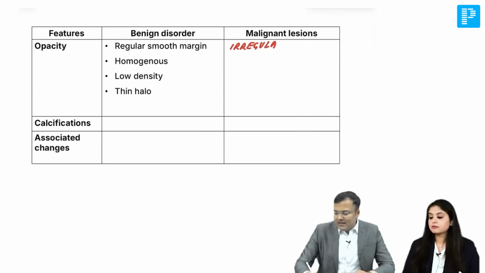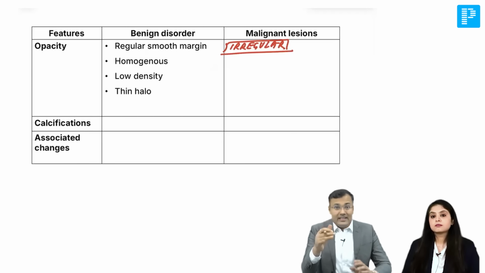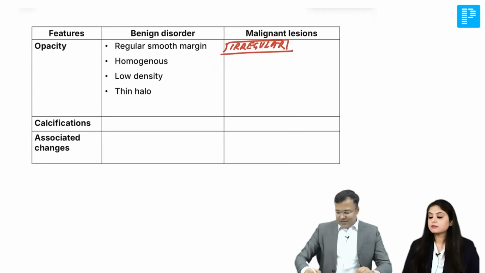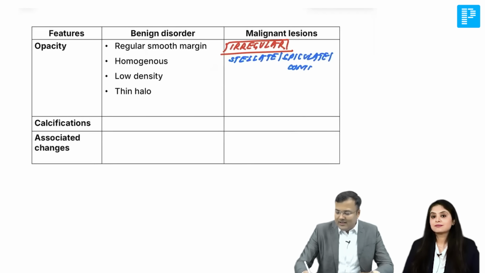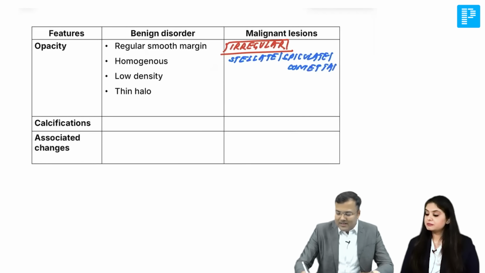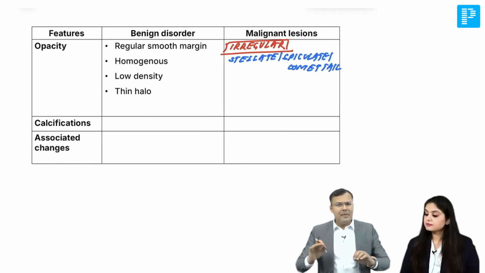And can you tell me, there are 3 words which are asked in the exam. Examiners give one of these 3 words, and this is suggestive of malignancy. What are those 3 words? Stellate, spiculated, comet tail. Remember the words stellate, spiculated, comet tail. So stellate, spiculated, comet tail margin. Clear? Remember, guys, these words. Comet tail margin. The rest of the things are easy to remember.